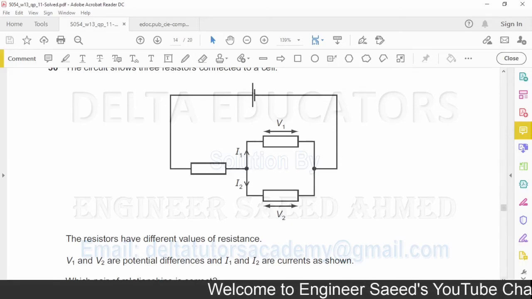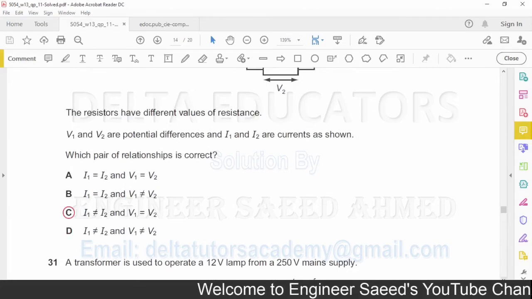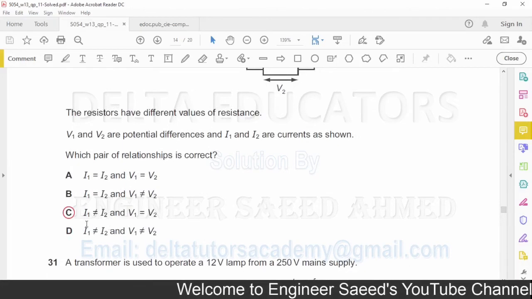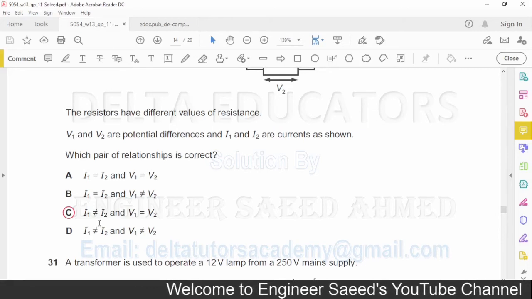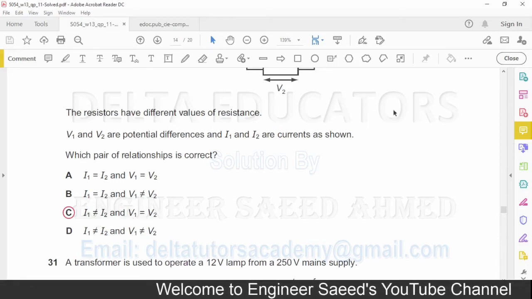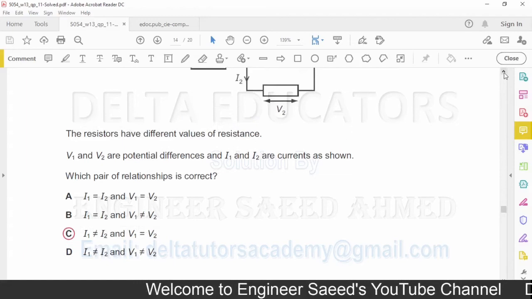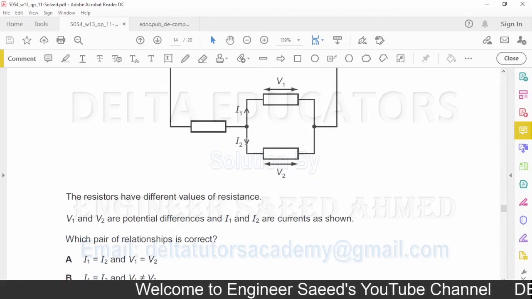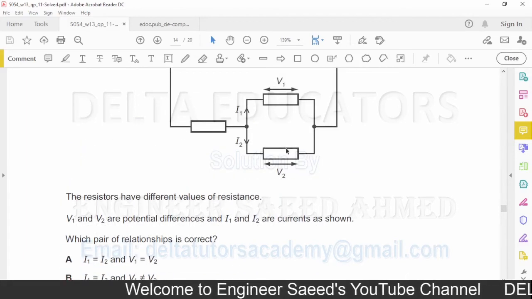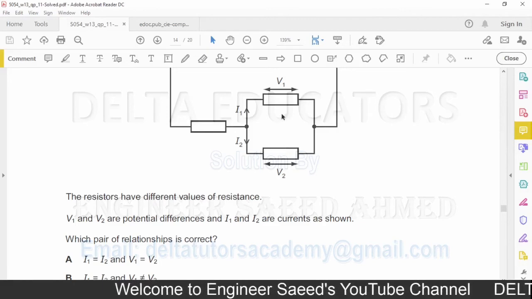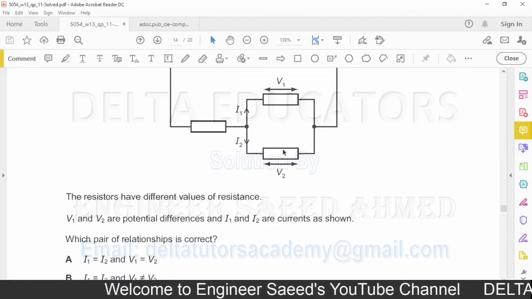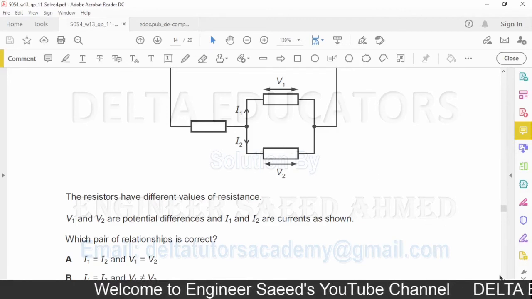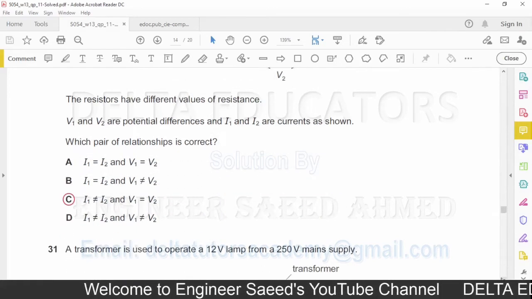Now we check the options. The same thing is given here in option C, that current I1 is not equal to I2 and V1 is equal to V2. Current I1 is not equal to I2 because here resistances are different, and V1 is equal to V2 because here both the resistors are connected in parallel. So our correct option, option C.